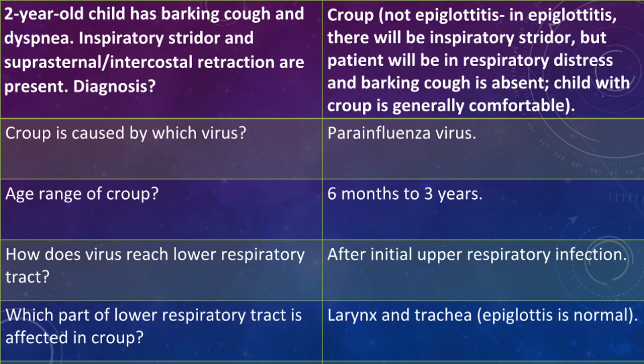Croup is caused by which virus? Parainfluenza virus. Age range of croup? 6 months to 3 years. How does virus reach lower respiratory tract? After initial upper respiratory infection. Which part of lower respiratory tract is affected in croup? Larynx and trachea. Epiglottis is normal.